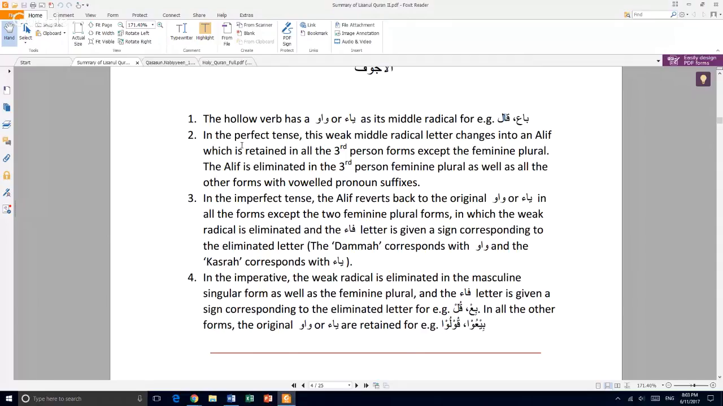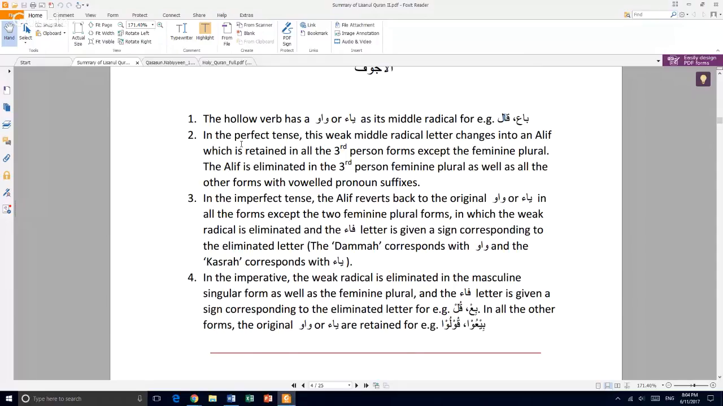So bi'na, and from there onward till the end, we drop the alif. And we drop the alif from Ajwaf Wawi as well. So qala, qalu, the alif is there, qalat, qalata, and then qulna, and then onward. This is for the past perfect tense, fil mazi.